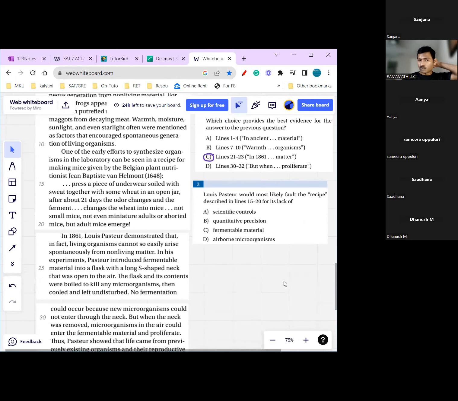All right, let's look into question number 3. What do you guys think? Louis Pasteur will most likely fault the recipe described in lines 15 to 20 for its lack of what? Okay, it's good. Anybody else?